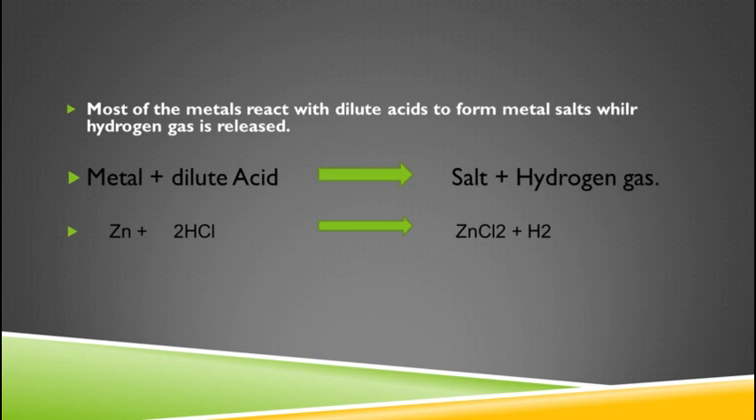Most of the metals react with the dilute acids to form metal salt while hydrogen gas is released. Here, a reaction is given which shows metal reacting with the dilute acid gives us salts, and hydrogen gas is released. This hydrogen gas released during the reaction causes a splinter to glow even brighter, and it also produces a sound. Here we can take an example like zinc. Zinc plus HCl will give us zinc chloride plus H2, that means hydrogen gas.